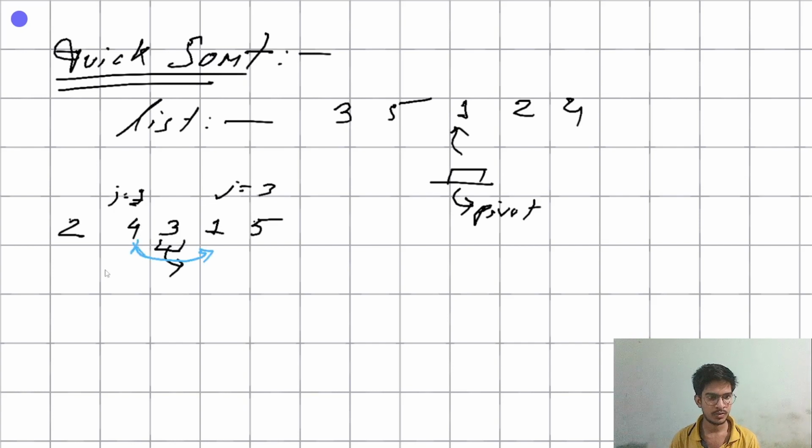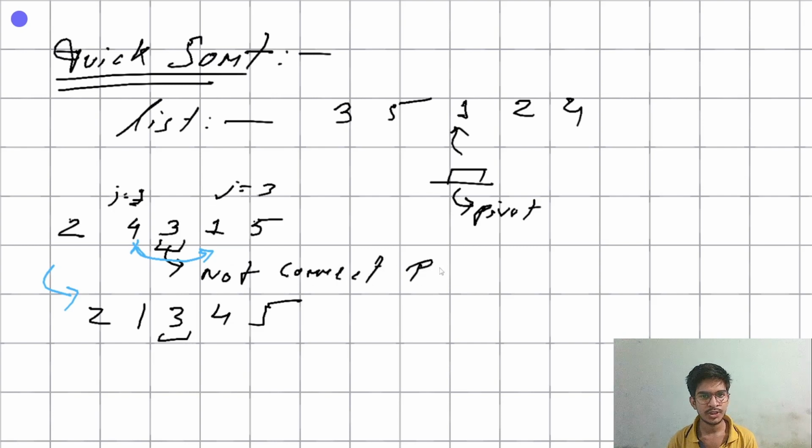Okay. So now what will it become? It became 2, 1, 3, 4, and 5. Now 3 is in the correct position. Here it is not in the correct position. And here it is in the correct position. Right? 3 is in the correct position.